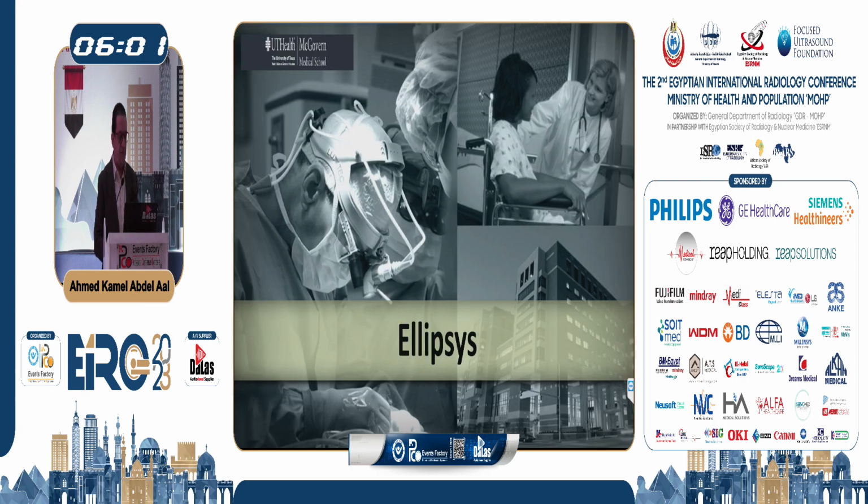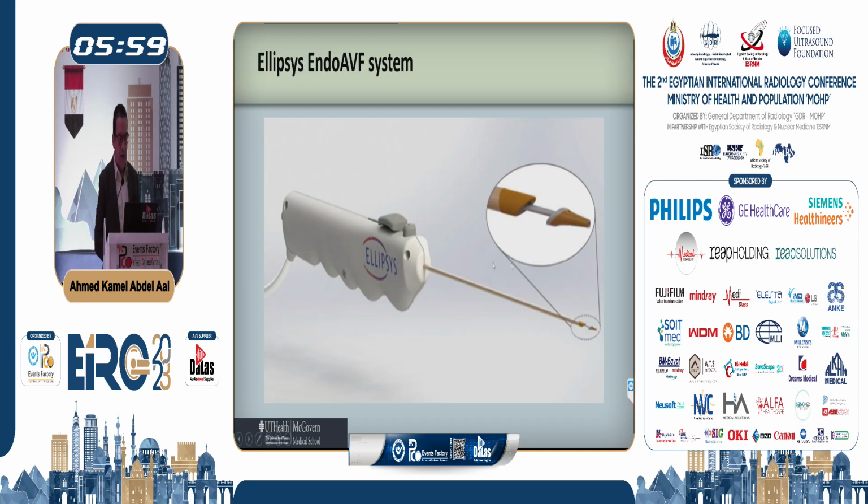Ellipsis is the second FDA-approved device. It's basically ultrasound guided only, so it doesn't use fluoro. It's a handheld device, 6 French, so slightly bigger because the other device is 4 French. It has this hole here, or like a gap between the two sets at the tip of the device.